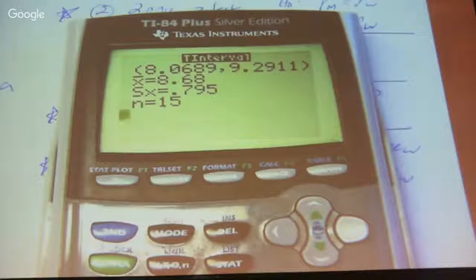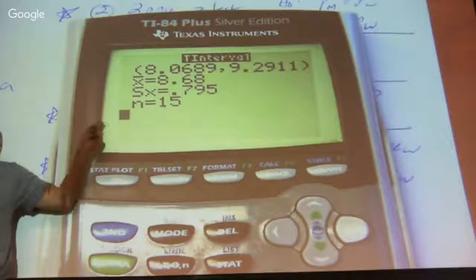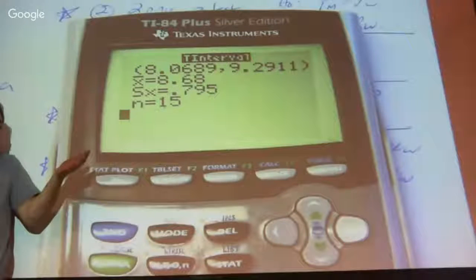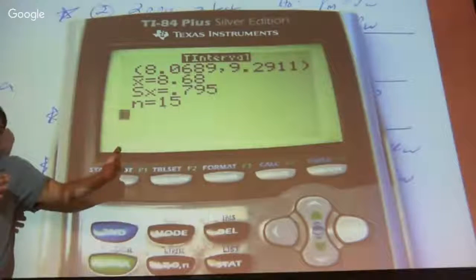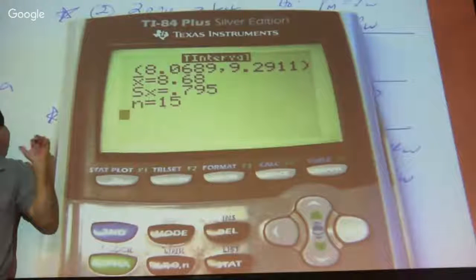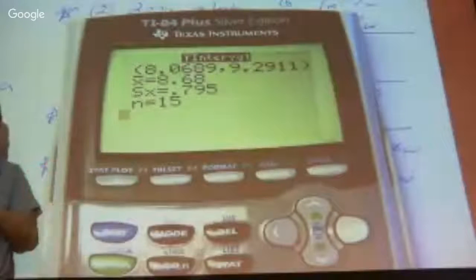Now remember, we rejected. We rejected 7.5. Looking at the interval, why did we reject 7.5? It's not in the interval. Our interval is actually greater than 7.5. See how everything's connected? We said it's greater than 7.5. Our interval is greater than 7.5. 7.5 is not in the interval. It all makes sense. Question?